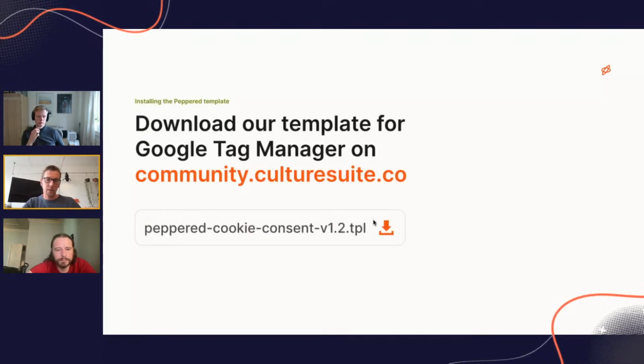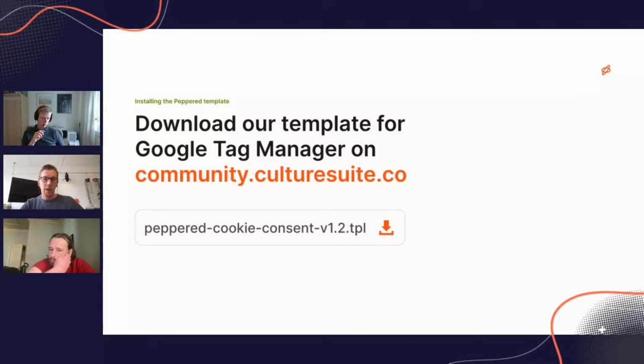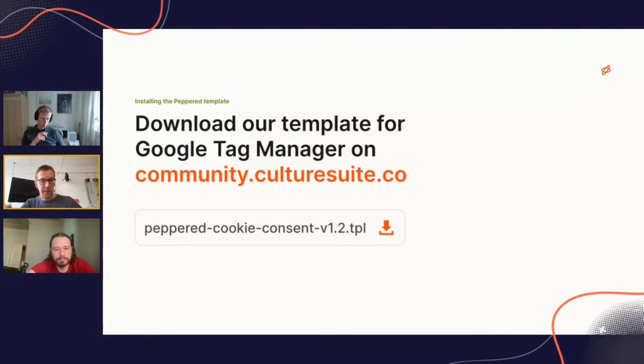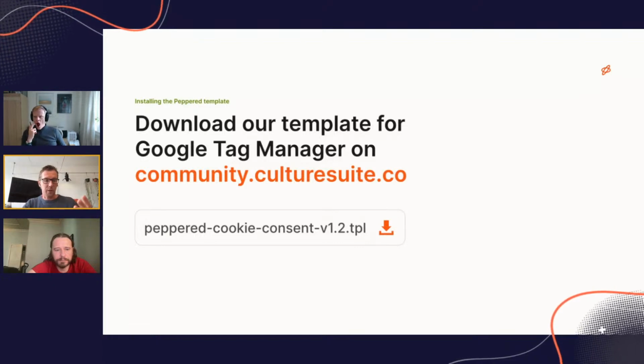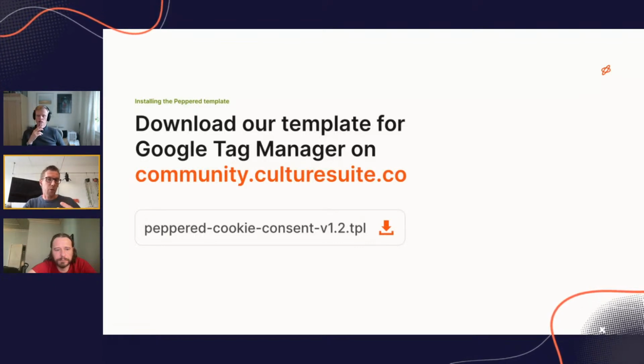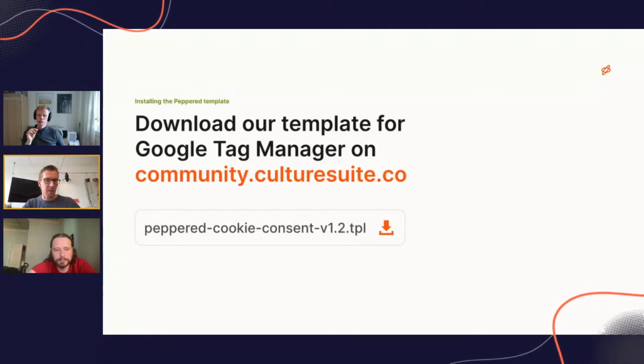So once again, we provide a template for you to download in our community hub, community.culturesuite.co. You can download a template there that you can install in your tag manager, and this template does a one-on-one mapping of the 3 consent levels of our cookie banner to the 7 consent types of your Google consent version 2. So it's set up as a default mapping that we think will serve 80%, maybe 90% of our clients.